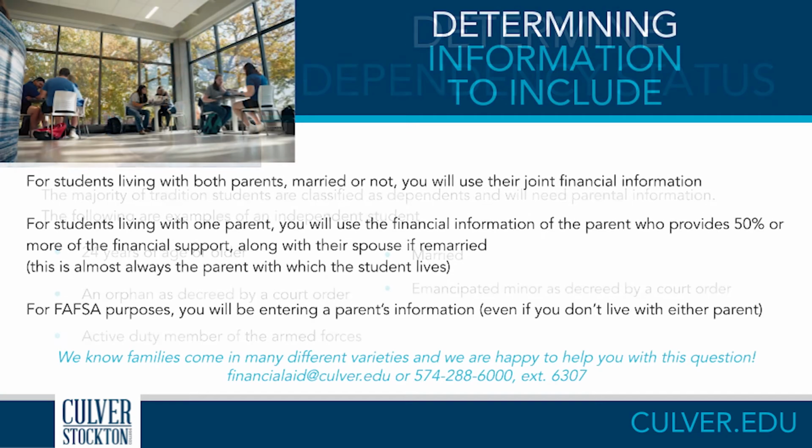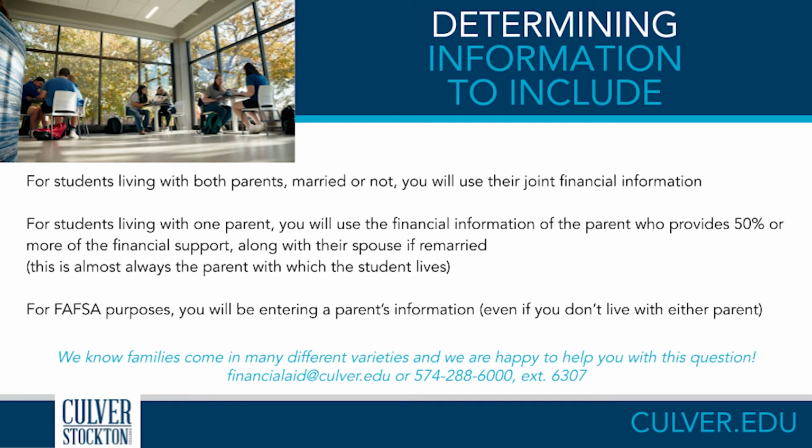The majority of students will be dependent students and will require entering their own financial information, along with their parent financial information. For the FAFSA, determine whose financial information will be included. This can be challenging as students may live with someone besides a parent, such as a grandparent who is providing most of their financial support. For FAFSA purposes, you must include parental information if you are a dependent student. If your parents are living in the same household as you, you will be using their joint information, regardless of whether they are married. If your parents are no longer together, you use the parent and, if remarried, their spouse, with whom you currently live.